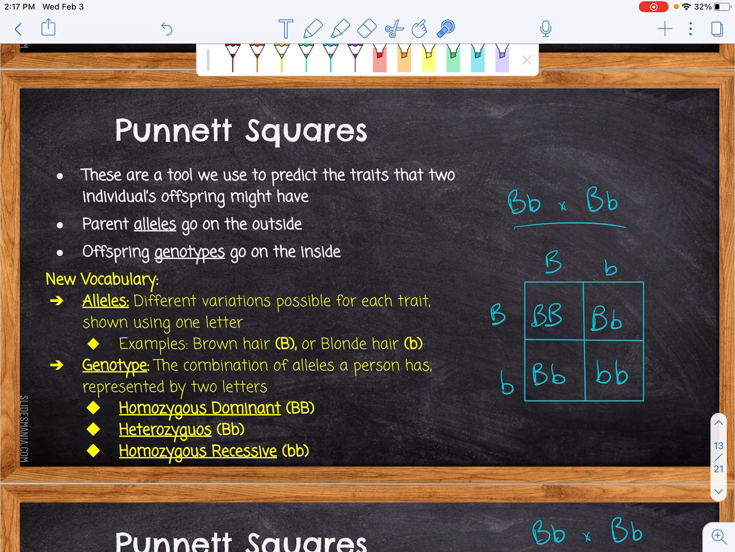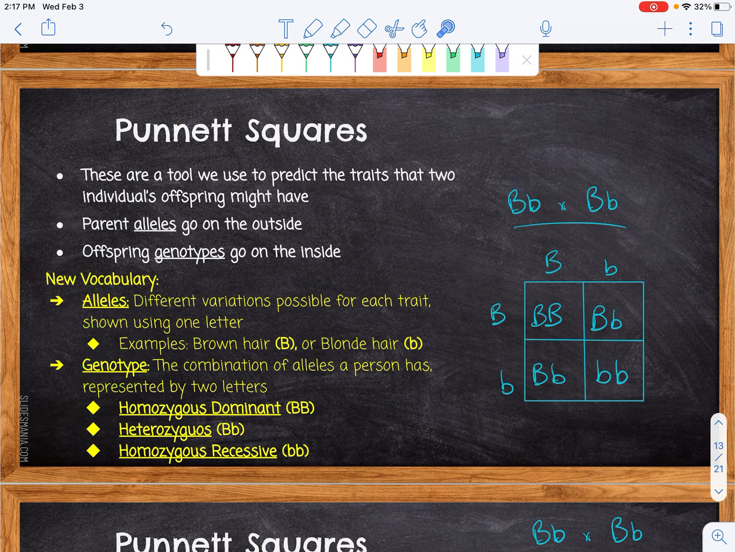You might recognize this. If you recognize it, that's good. These Punnett squares are tools that we use to predict the traits that 2 individuals' offspring might have. So you've got parents, they have babies. We are trying to predict what traits the babies would have. So we need to know some vocabulary first.